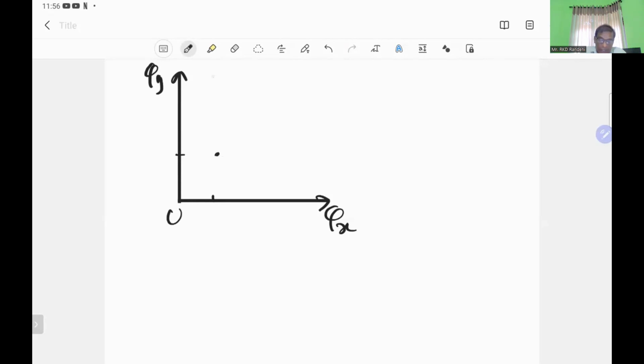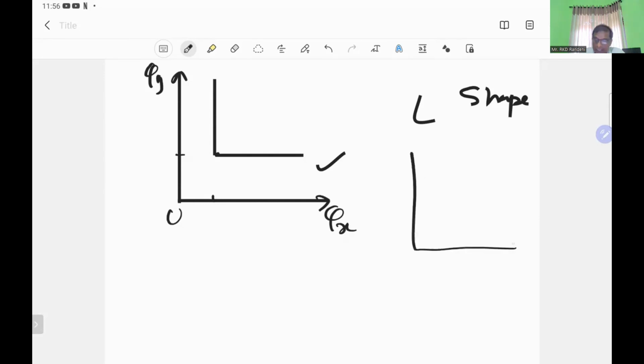So then the indifference curve may be L shaped. Right, you can realize. So normally it goes left to right, downwards, and is convex to the origin.